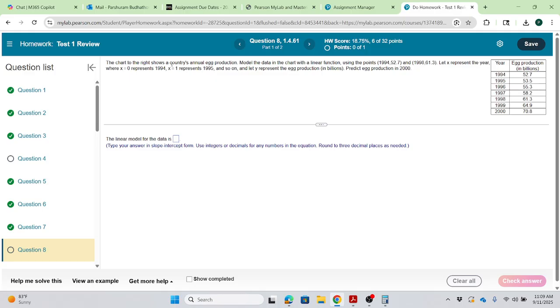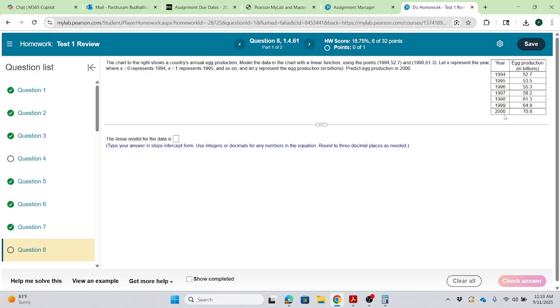The chart to the right shows a country's annual egg production. So in 1994, the number of eggs in billions was 52.7 billion, then 1995, 1996, and it keeps going. So you can take the time and the number of eggs as an ordered pair. This is the x coordinate and this is the y coordinate. So x represents the year: x0 means the starting time, x1 means the next year, which is 95, and so on. Then we need to predict the egg production in 2000.